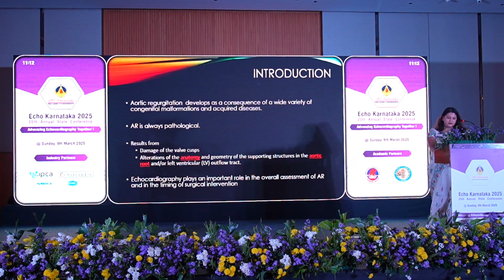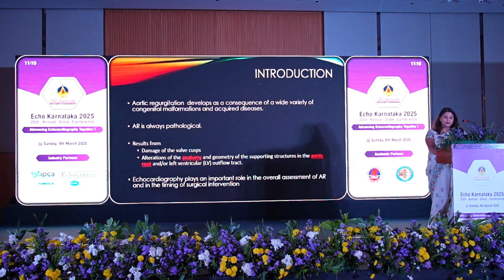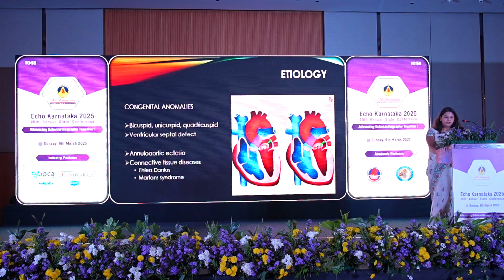AR is always pathological. It results basically from the valve cusps or from alterations in the anatomy of the aortic root or LV outflow, basically the supporting structures. The most common congenital etiology is the bicuspid aortic valve, which has an autosomal pattern with incomplete inheritance. With pure AR as the presentation of bicuspid aortic valve, the presentation is usually in the first 2 decades.